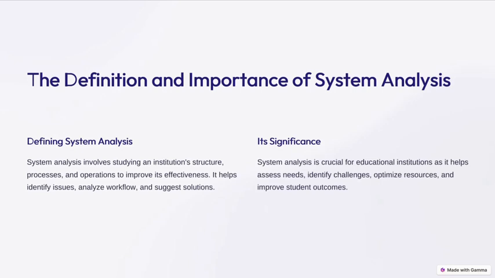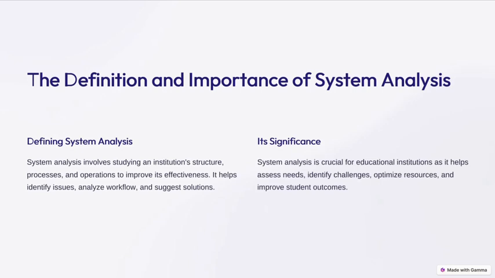So in educational institutions, system analysis will help in, first, assessing institutional needs and goals. The second one, identifying challenges in administration and academics. The third one, optimizing resources like faculty, budget, and technology. And also improving students' learning outcomes and the performance of the institution.